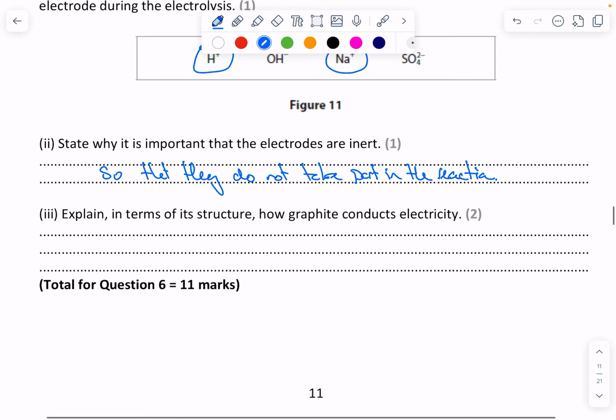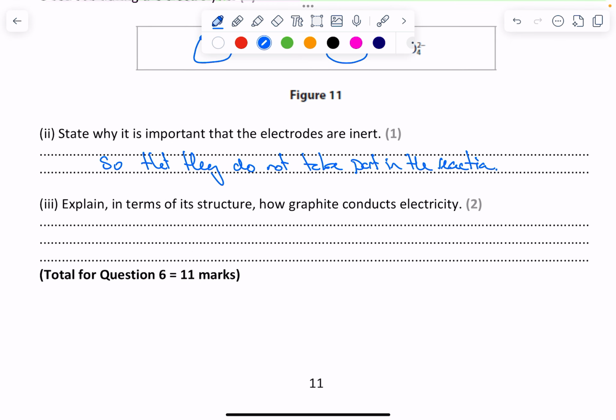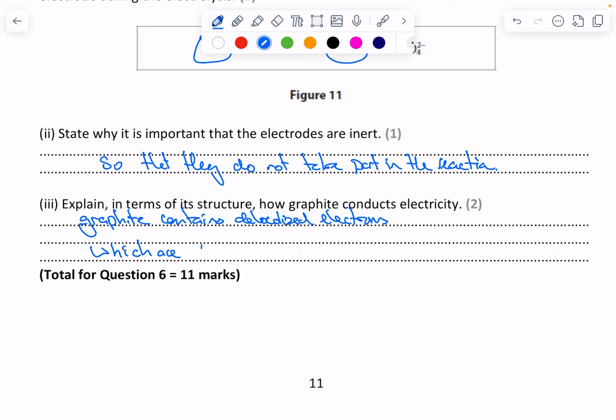And explain in terms of the structure how graphite conducts electricity. So what we need to say here is that graphite contains delocalized electrons. You remember, graphite has carbon atoms. It should form 4 bonds, but it forms 3. And therefore it's got these delocalized electrons. And then what we need to say, which are free to move. And you're going to get 1 mark for each of those points in that answer.